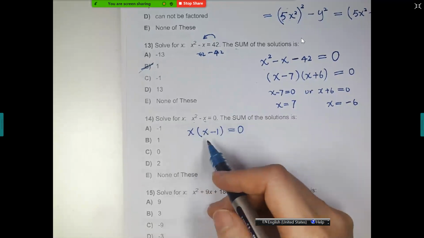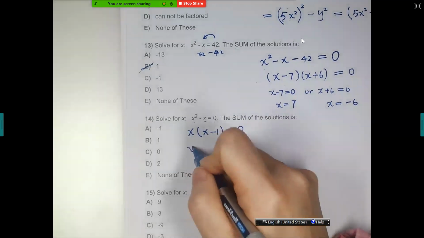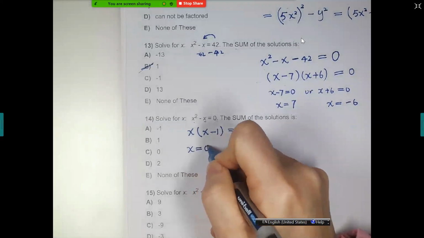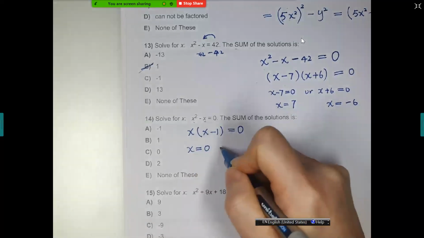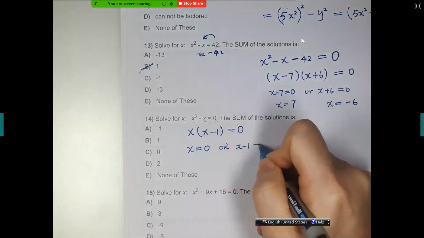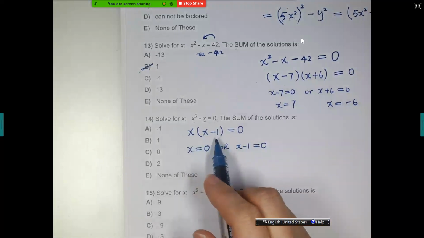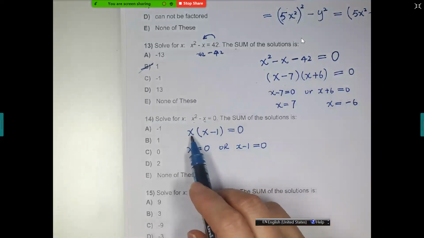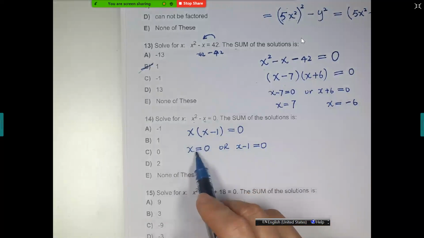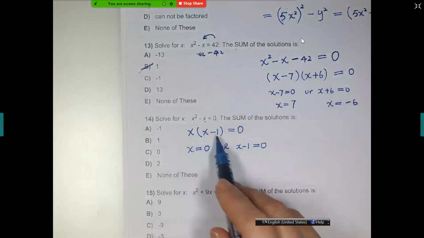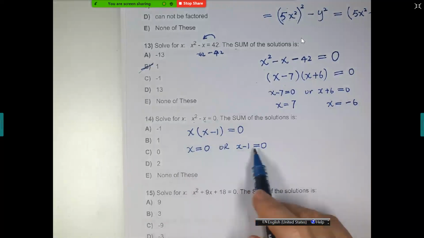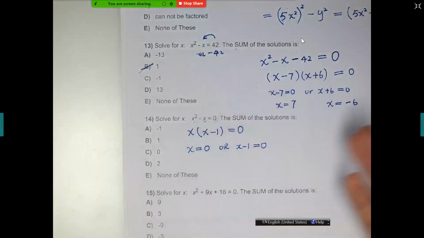So when we have this here, we just either let the first factor be 0. So x might be 0, or x minus 1 be 0. So those two are both factors. Even this x stays by itself, that is one factor. So x might be 0 or x minus 1 be 0. Write those two down, then we'll continue to solve for x.